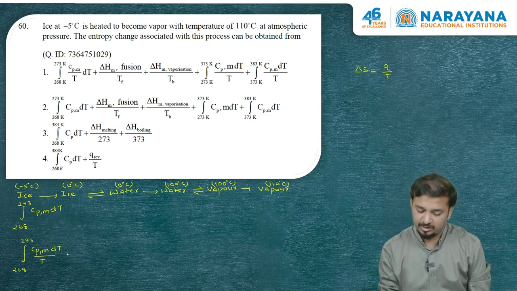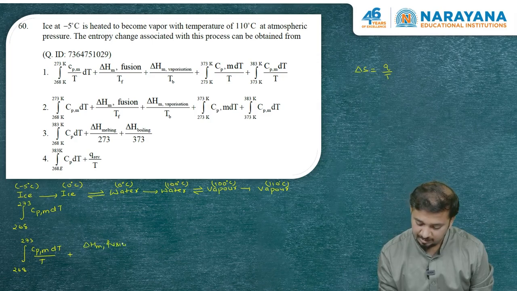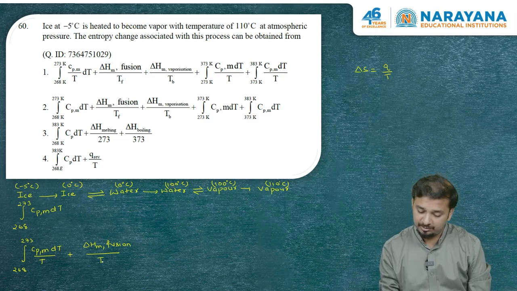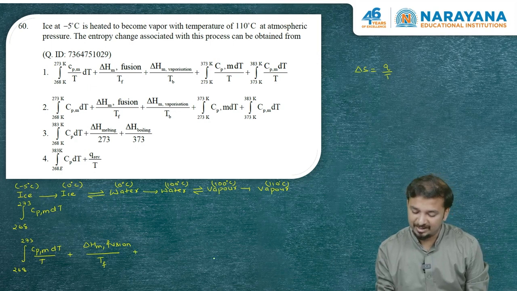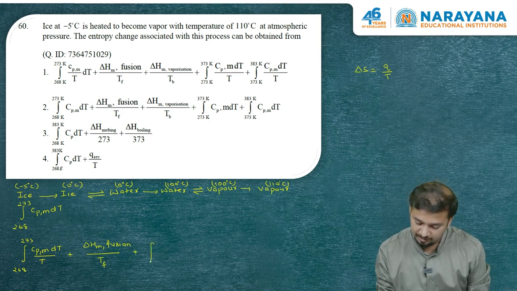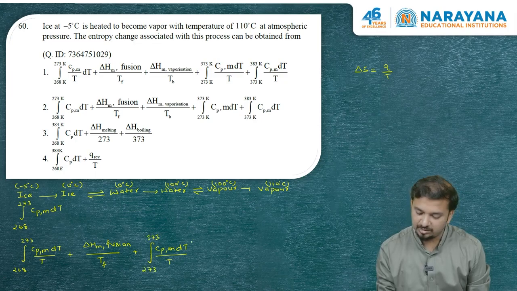For this process, there is melting, so we can write delta Hm fusion, that is heat, divided by the temperature, that is 273 Kelvin, which is fusion temperature. So this will be the change in entropy for second part. Plus water's temperature is increasing from 0 to 100 degrees centigrade. So for this process we can write CPm dt upon T. Now temperature will be 273 to 373. So this is the limit.